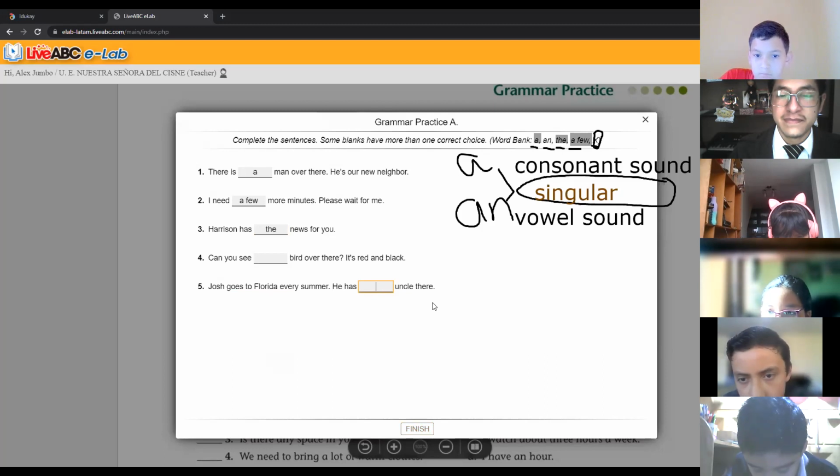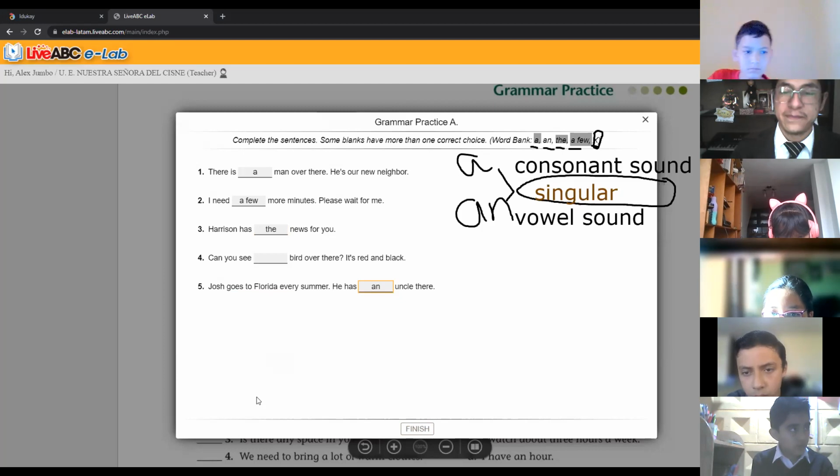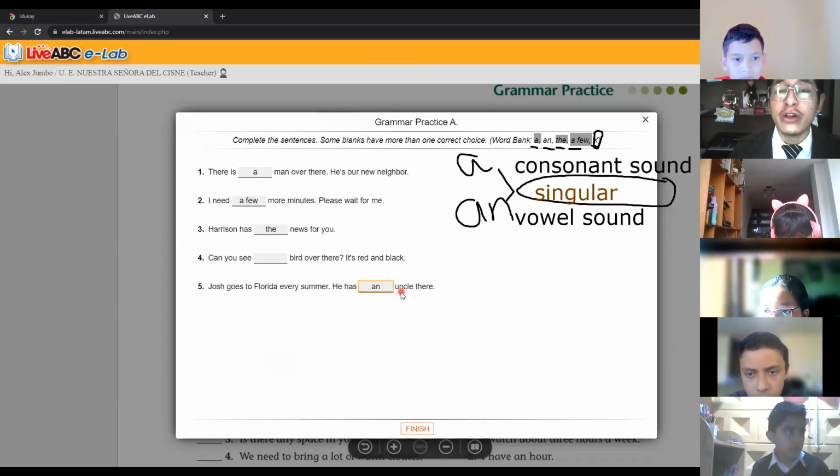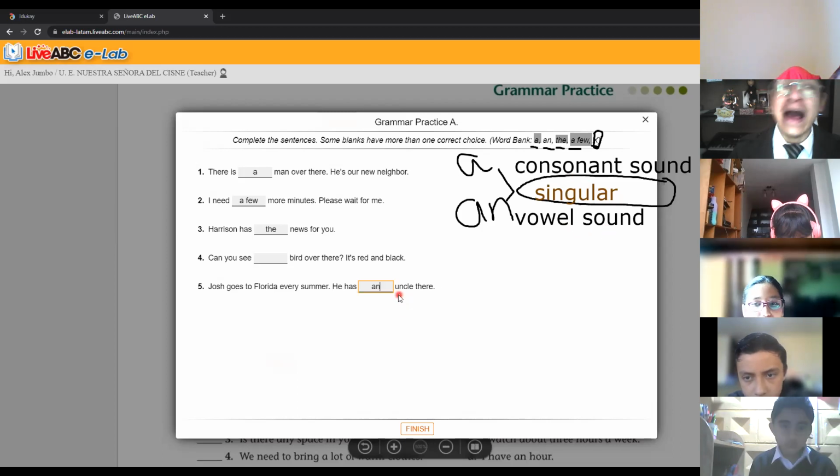And ¿Por qué dice que va an? What do you think it goes an? Porque habla de singular. Exacto. Porque la siguiente palabra es singular. Me dice uncle. No dice uncles. Uncle. Y mire que comienza con sonido de vocal. Uncle. ¿Cierto? Ya, ahora tenemos estas dos de aquí.